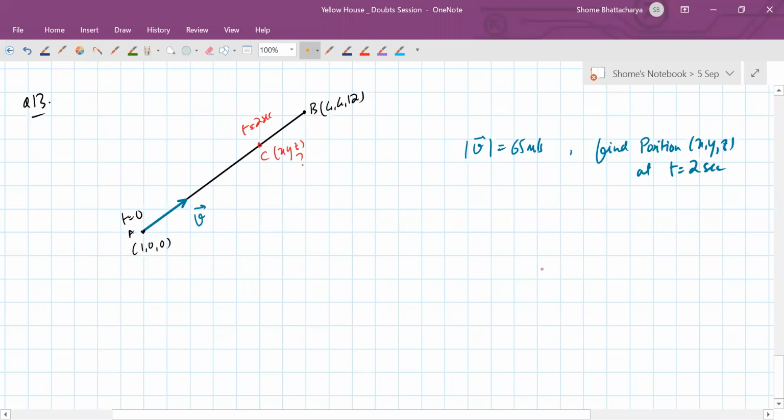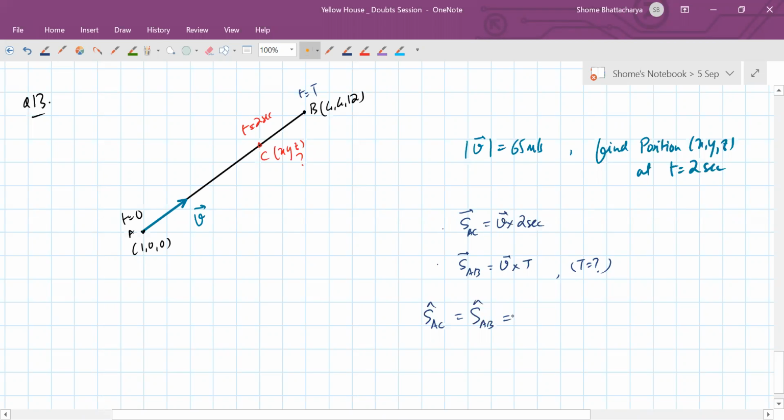Okay. So what we can do here is understand that the displacement from A to C will be velocity into 2 seconds. And the displacement from A to B is velocity into some unknown time. We don't know this time, which is somewhere here. And we know the magnitude of the velocity. So if you compare these two vectors, you can see that the unit vector of AC is the same as the unit vector of AB.